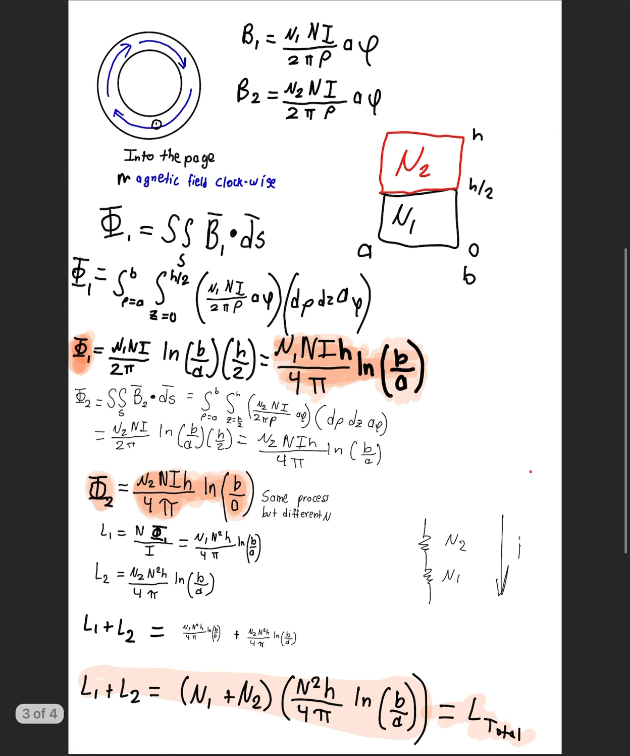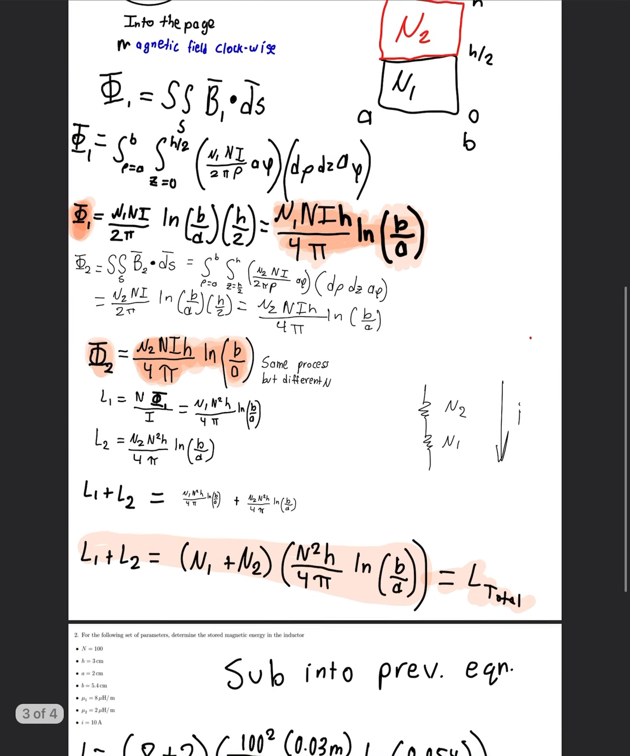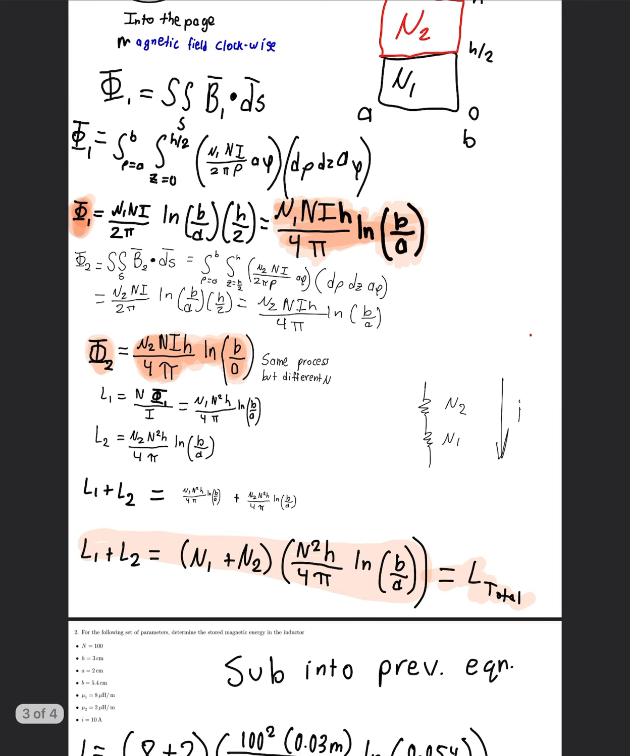And now we can find inductance. In inductance, we multiply the number of loops by the flux and over the current. So the current gets cancelled out and the number of loops gets squared. And it's the same for the second material, only different permeability. And now we want to find the total inductance.